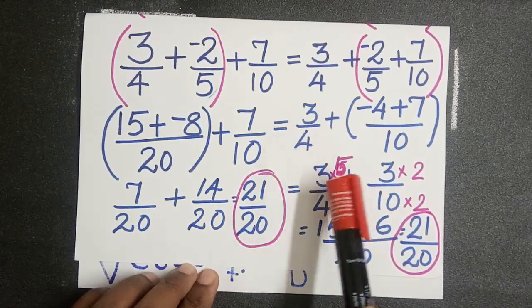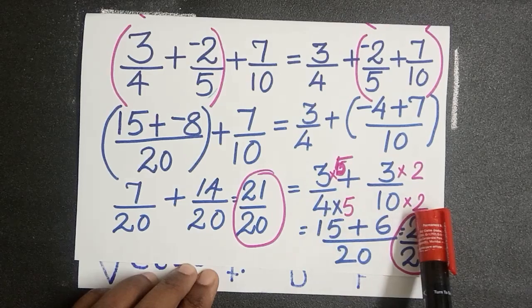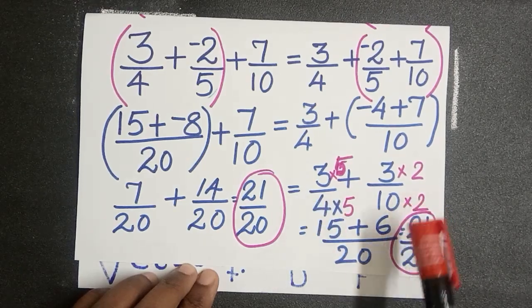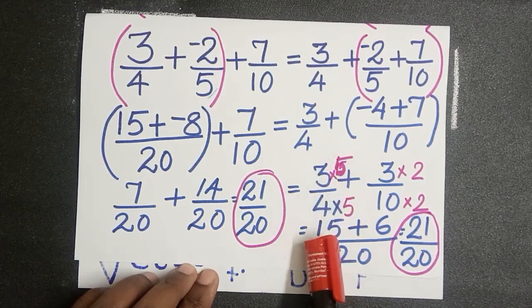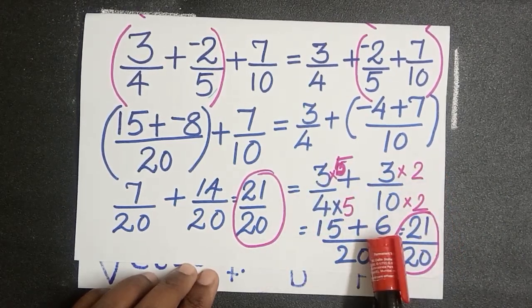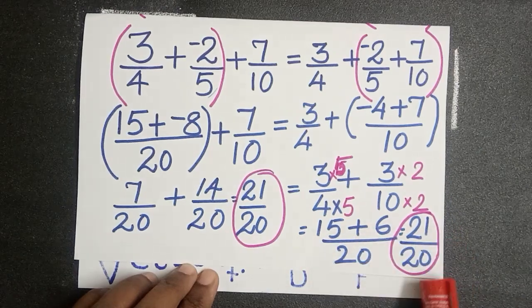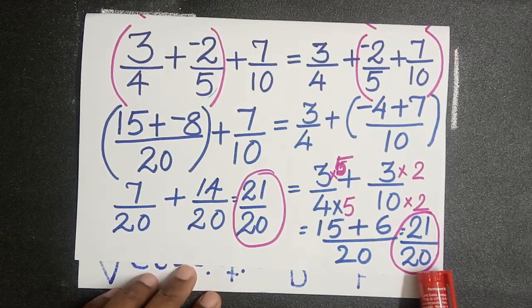And this 3 upon 4 is already here. Again you have 4 and 10 here. Find their LCM. 4 and 10 LCM is 20. 4 5s are 20. So 3 5s are 15. 10 2s are 20. So 3 2s are 6. When you add, you got 21 upon 20. On both the sides you got 21 upon 20.